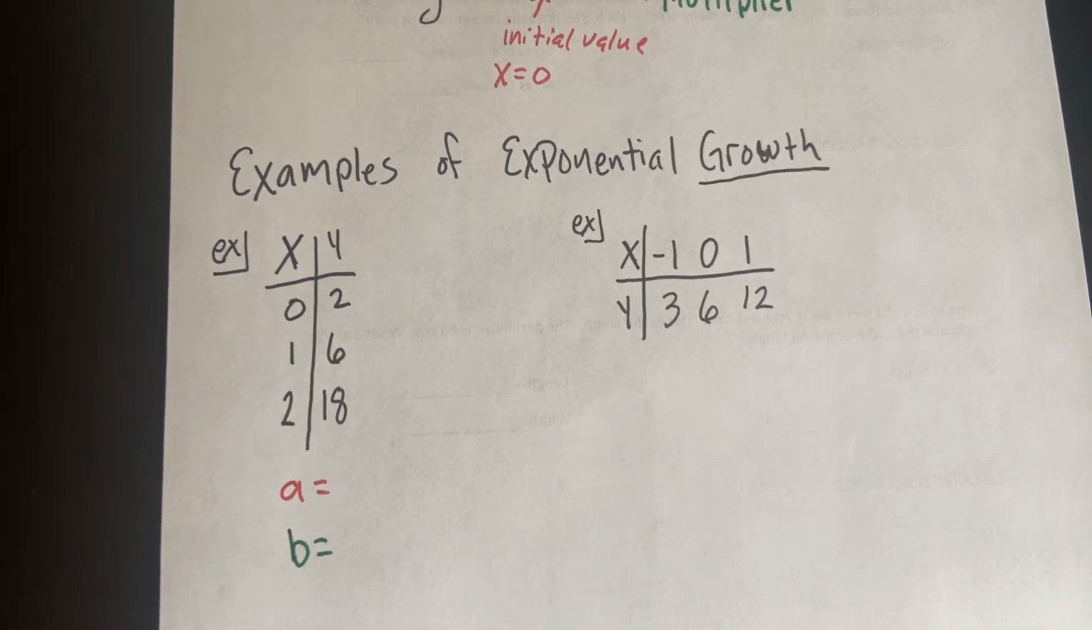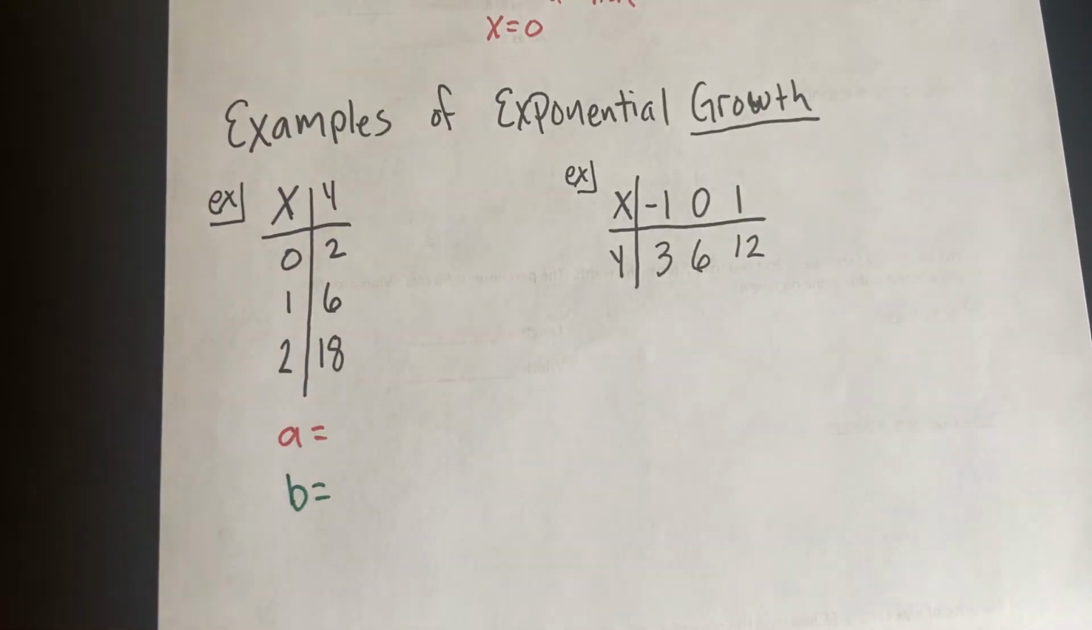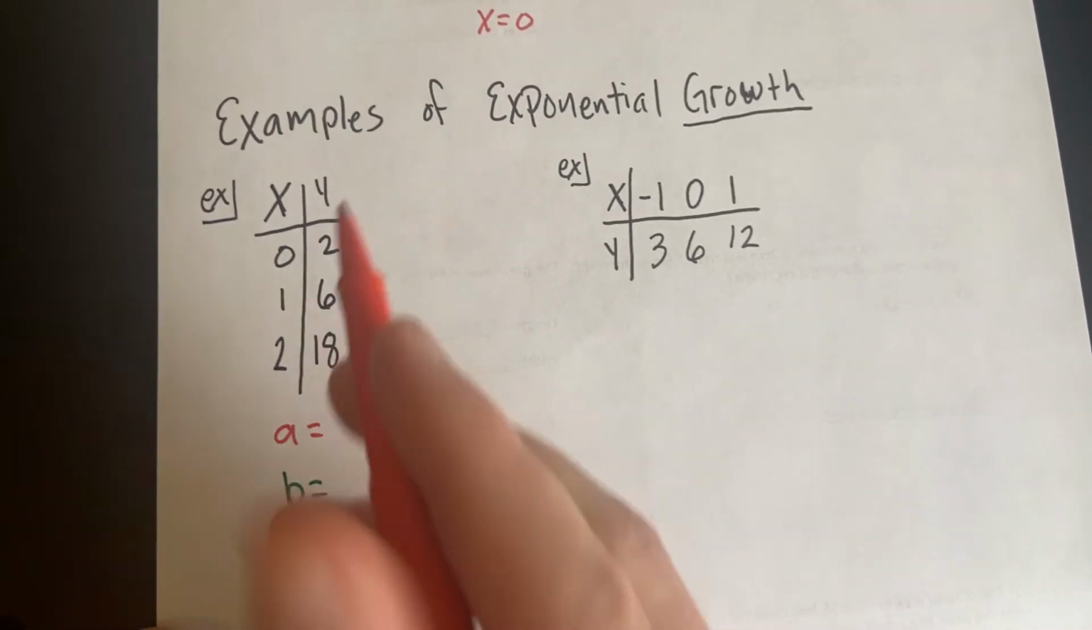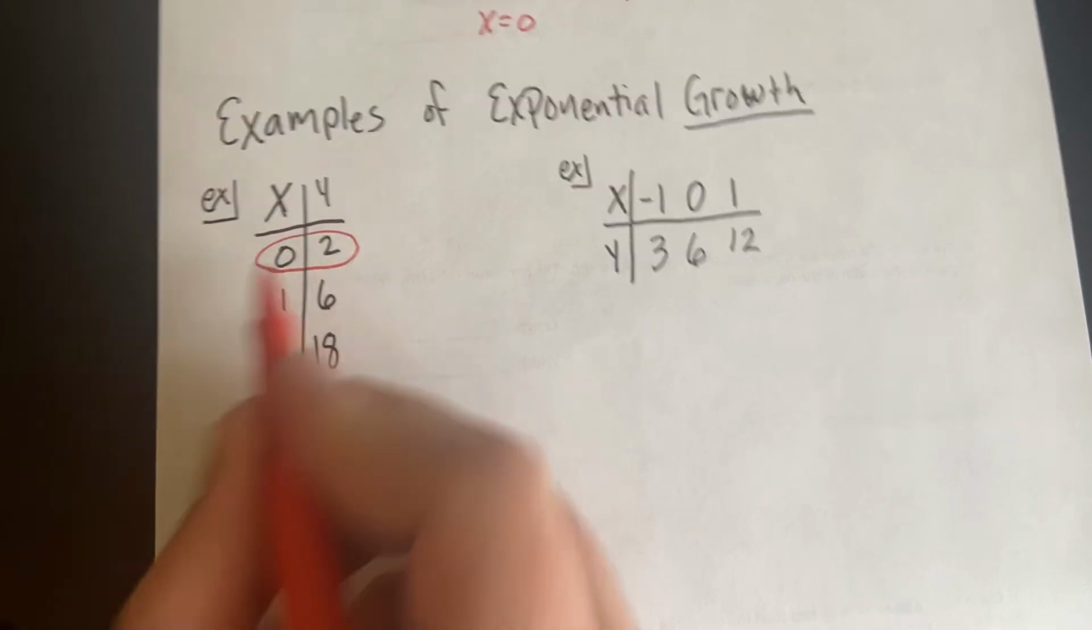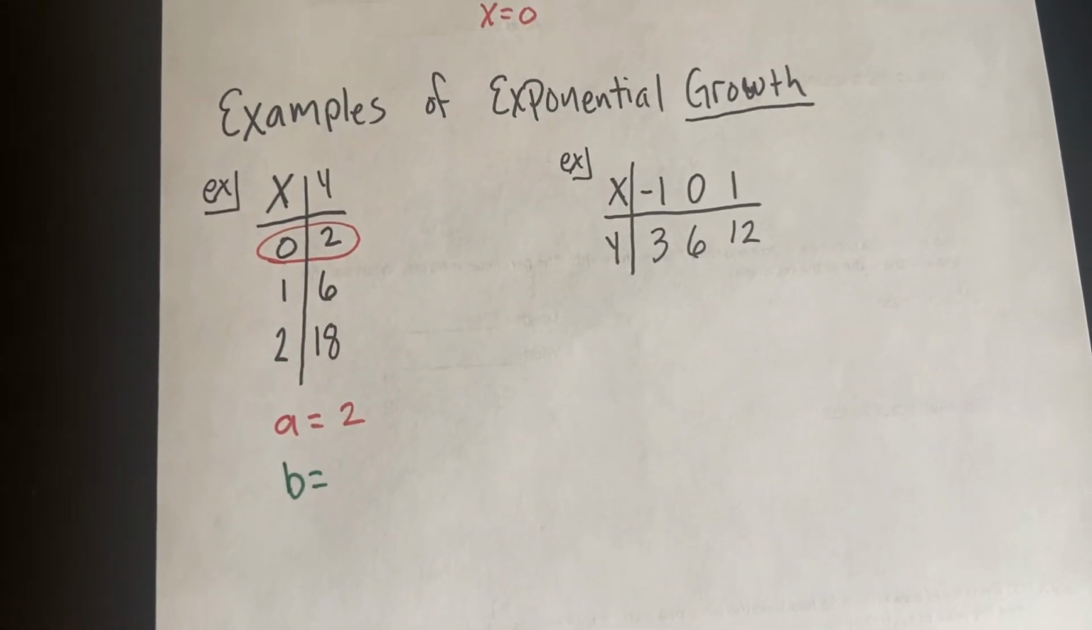All right, so the first one should be pretty easy to see. Remember we talked about how the A value is our initial value, when x is 0. So if we look at our table, our x value is 0 and our y value is 2. So it should be simple enough that the A value is 2 here.